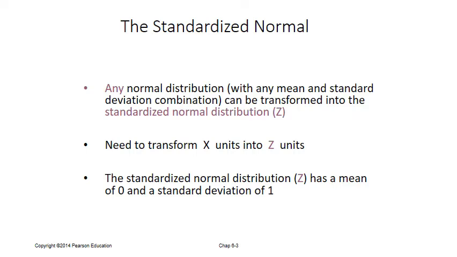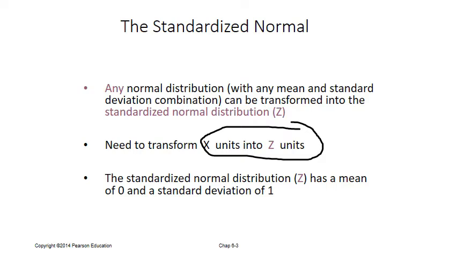So how to apply normal distribution? Any normal distribution can be transformed into the standardized normal distribution. We will be given data in x and we will transform this x variable into z units. This is the first step to apply normal distribution. We will solve some examples so that you can practice, master it, and become familiar with how to transform x units into z units.